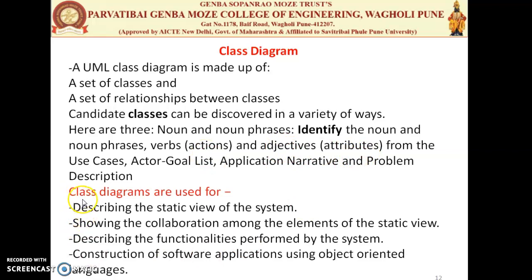Now we'll see the class diagram and its use. A class diagram is used for describing the static view of the system, meaning it will give the structural view of the system, the different classes which take place in the particular system. Next, showing the collaboration among the different elements of the static view, that is, showing the relationships between the different classes of that structural view. Then describing the functionalities performed by the system, that is, what different functionalities are performed by the different classes. And the last one is construction of the software application using an object-oriented language, as an object-oriented language contains classes. So using the class diagram, we can construct the software application using an object-oriented language.